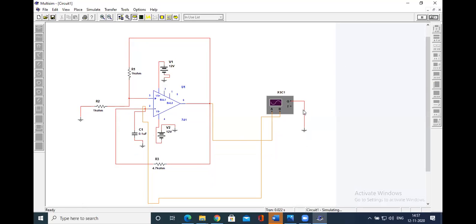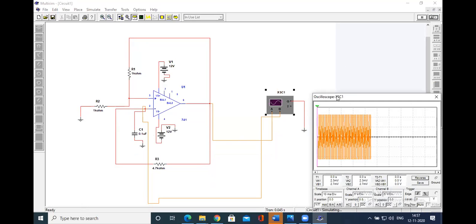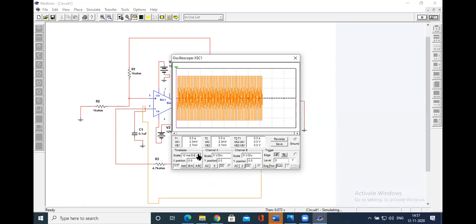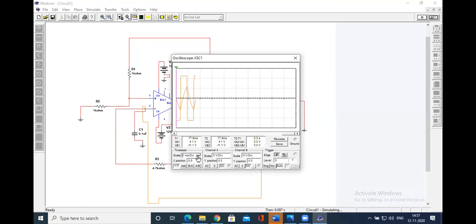The simulation is running now. You double click the CRO. Now you could see some sort of simulation. When you run the simulation, you just change the scale, okay? See, I have changed the scale to 500 microsecond. So I'll just pause.